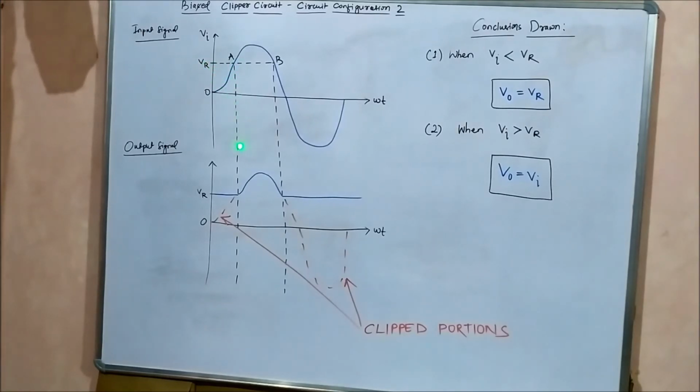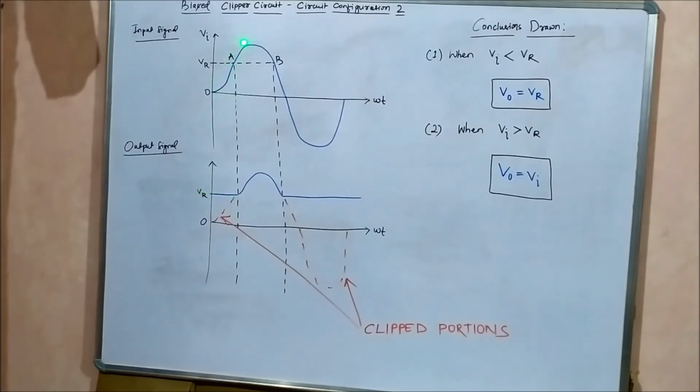So if we trace the output, it will be equal to the reference voltage in this case, when Vi is lesser than Vr. For the entire portion OA where the input is lesser than Vr, if we trace the output, it will be a constant value Vr. If we trace the output from O to A where Vi is lesser than the reference voltage, it will be a constant value. V0 is equal to Vr.